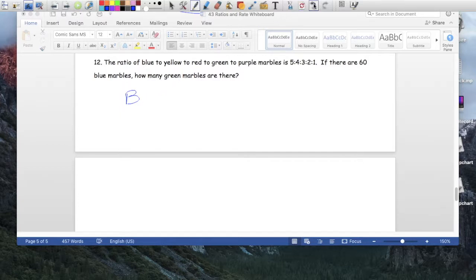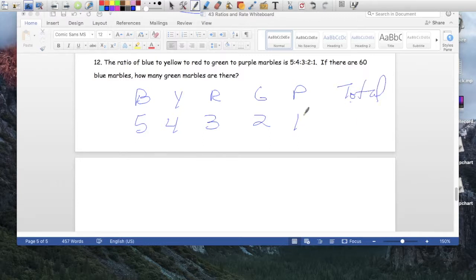So I'm going to do part total here. I've got blue, yellow, red, green, and purple. So it's 5, 4, 3, 2, 1. And let me write a column for total. So right now I have 5 and 4, 9, 10, 11, 12, 13, 14, 15. So this is what I would have.